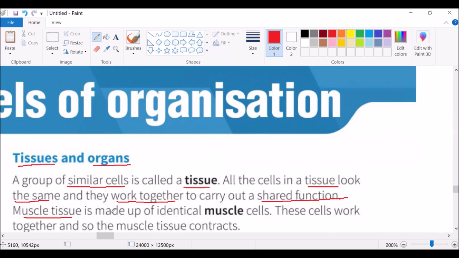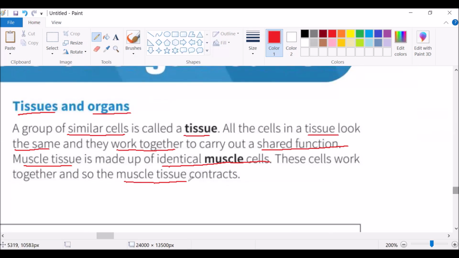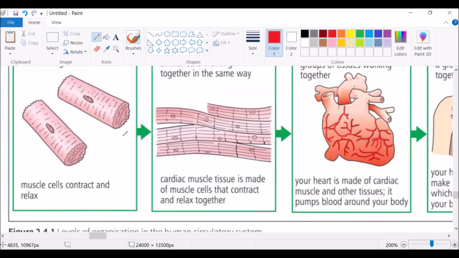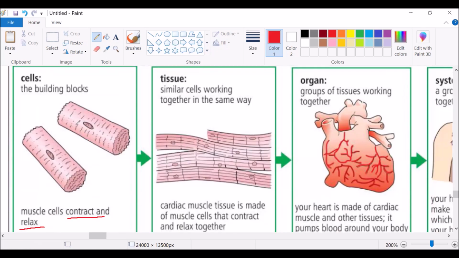Muscle tissue is made up of identical muscle cells. These cells work together so that the muscle tissue contracts. So the function of muscle cells is to contract and relax. So we have an example of muscle cells here, similar cells working together in the same way. Cardiac muscle tissue is made of muscle cells that contract and relax together.